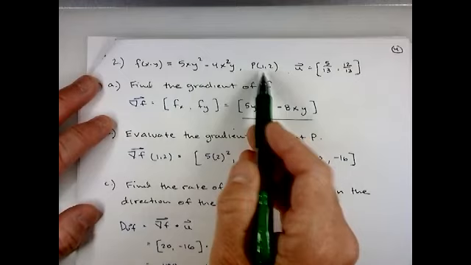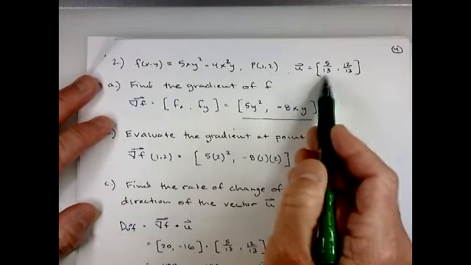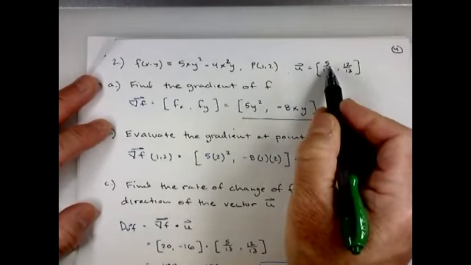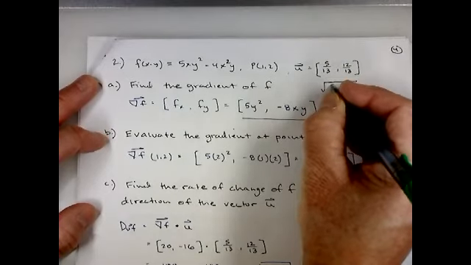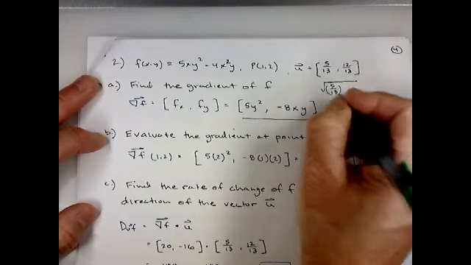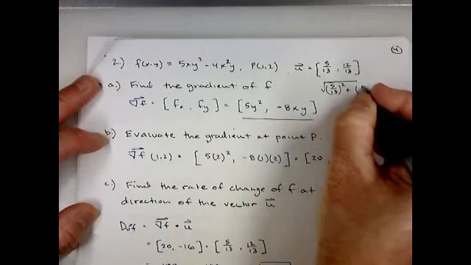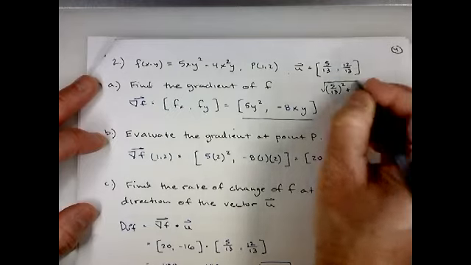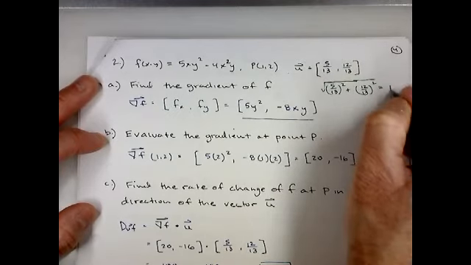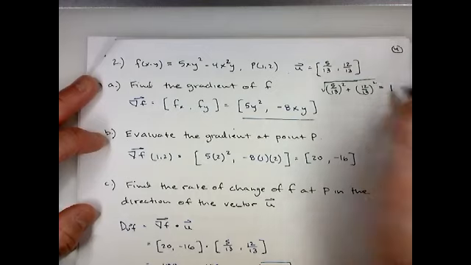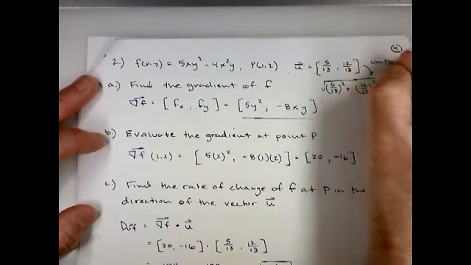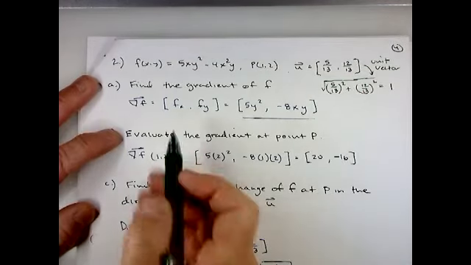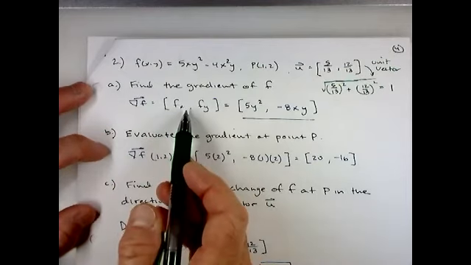Okay, so here's my function. Coincidentally, we use the same point. And here's our unit vector. Notice this is already a unit vector. Why? Because the square root of (5/13) squared plus (12/13) squared, you can check it out, but you're going to get 1 out of that. So this is already a unit vector. So that's good.